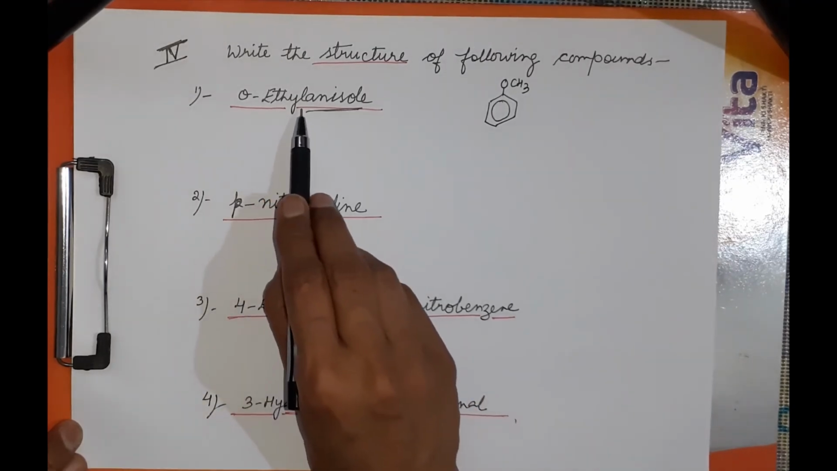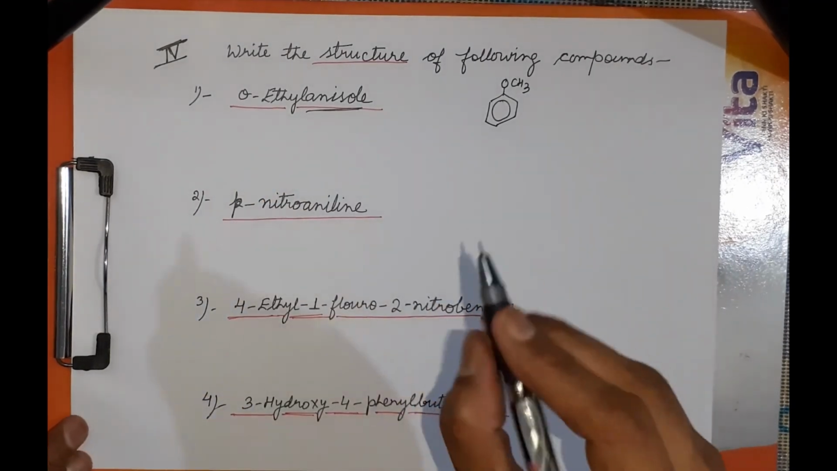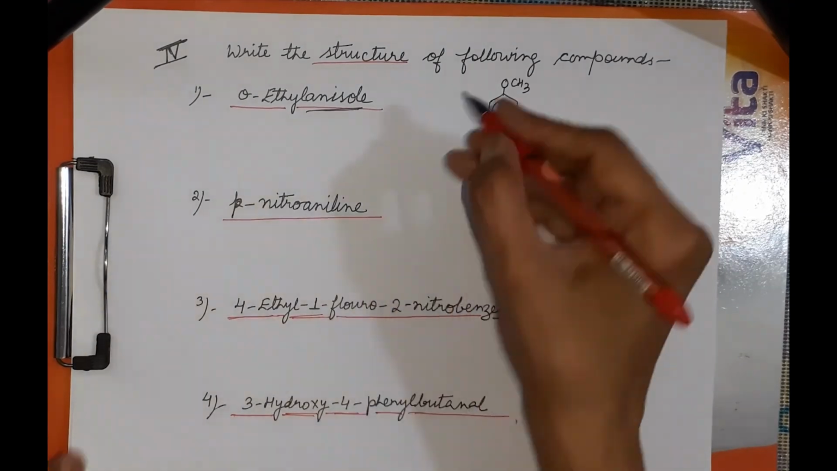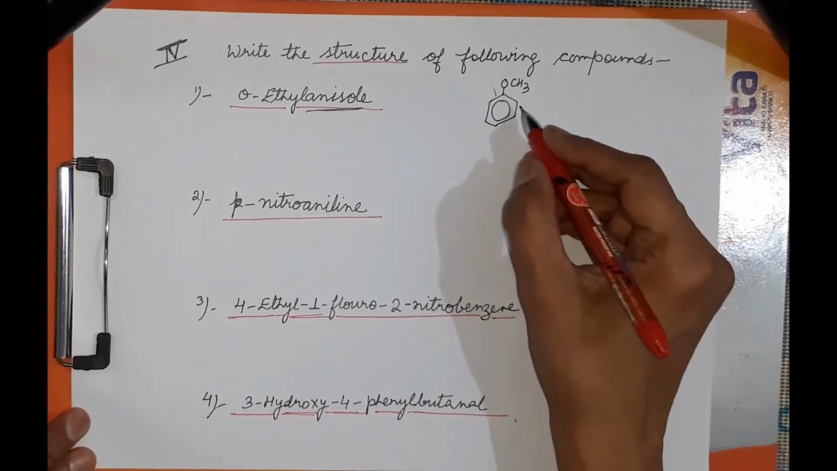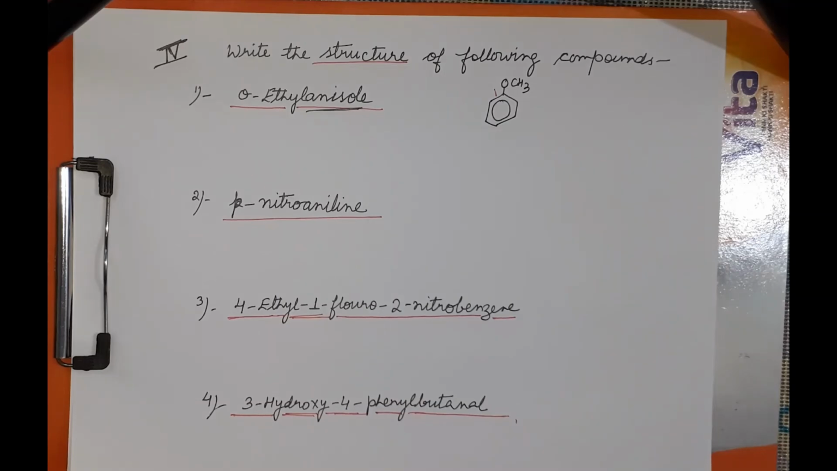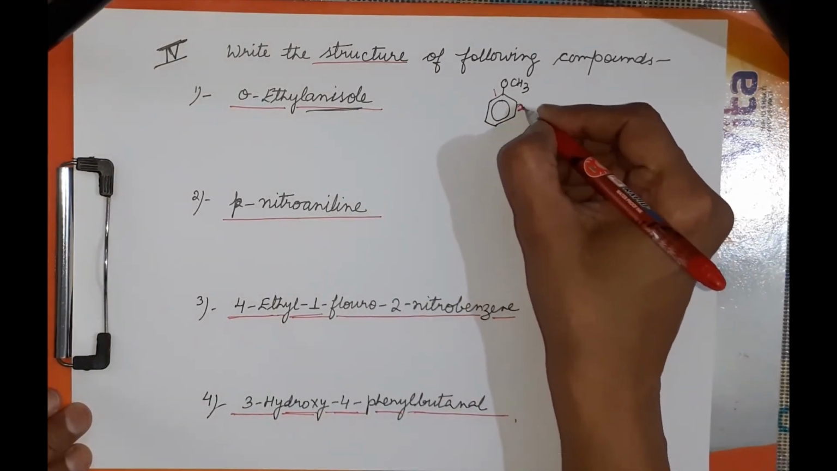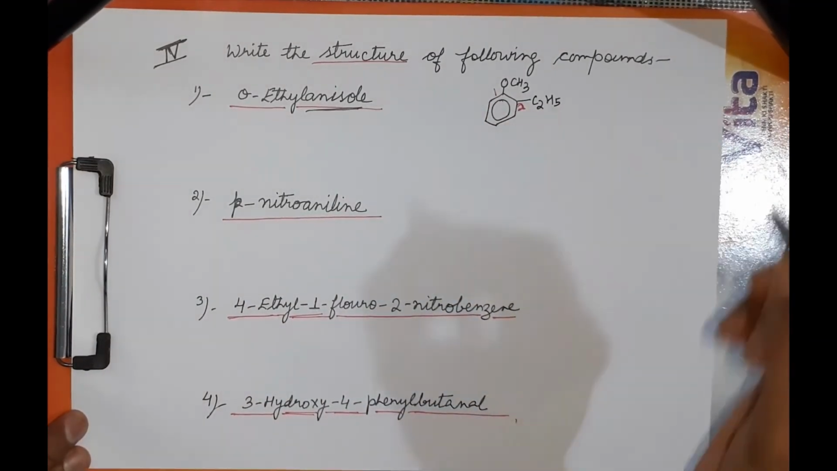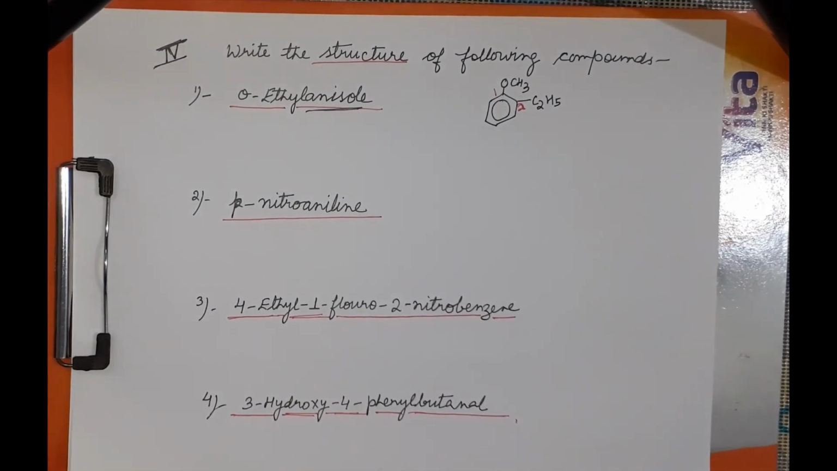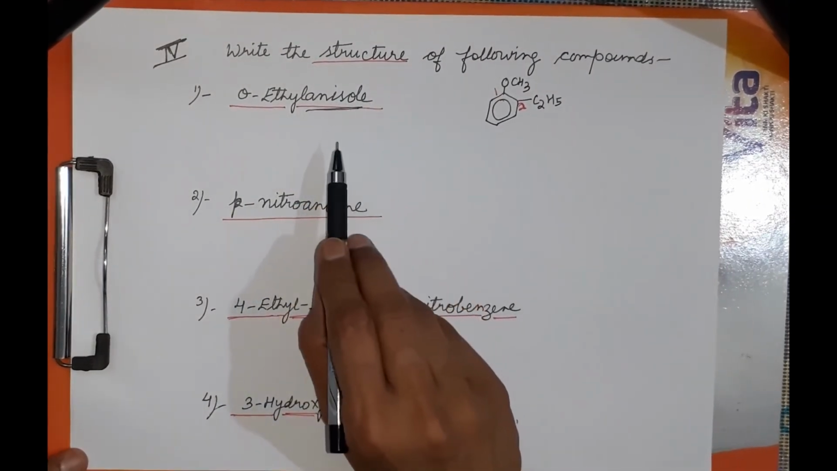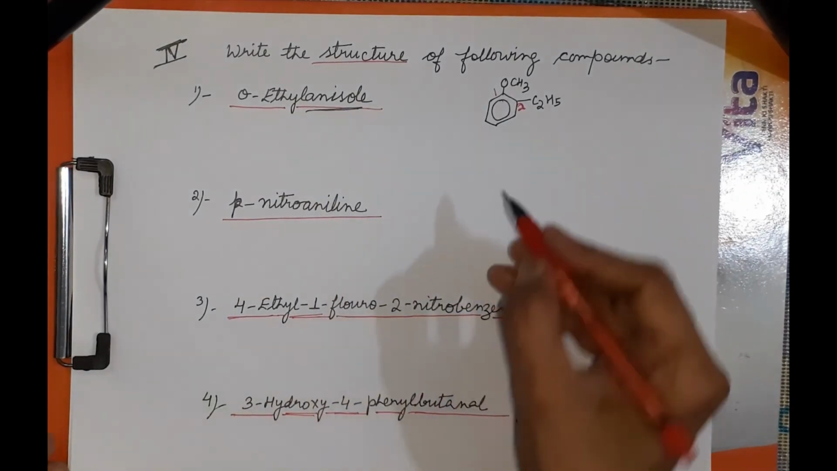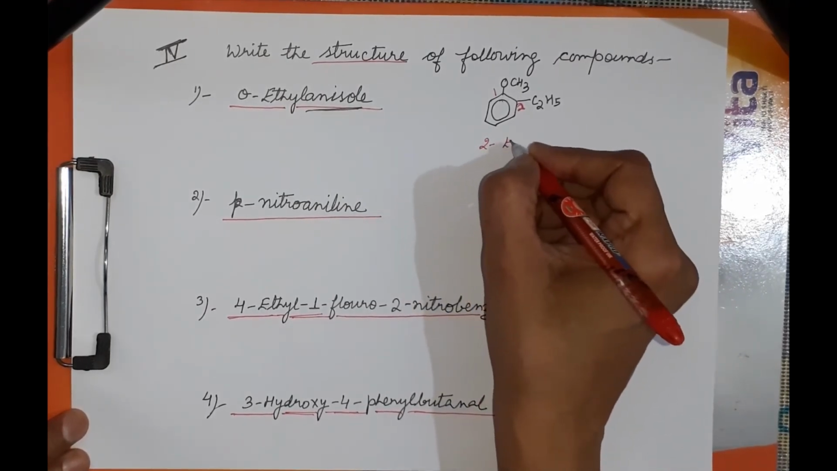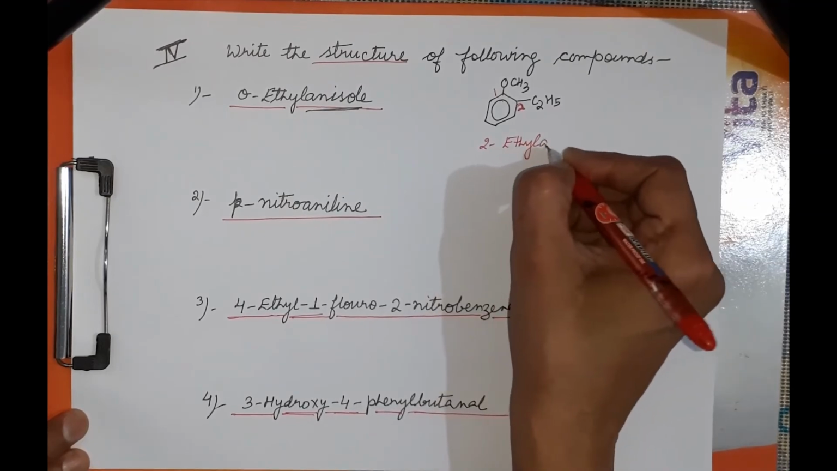Okay, orthoethyl anisole. As I told you earlier, ortho means if we give the OCH3 number 1, then the ortho position is the number 2 carbon. So this ethyl group is present at this number 2 carbon atom. So this is the orthoethyl anisole. Another name we can also write for this is 2-ethyl anisole.